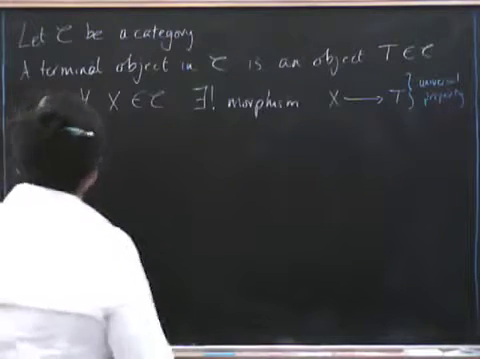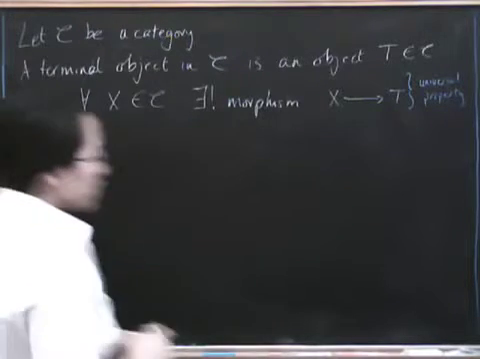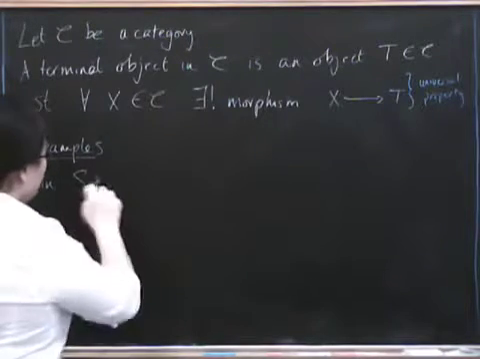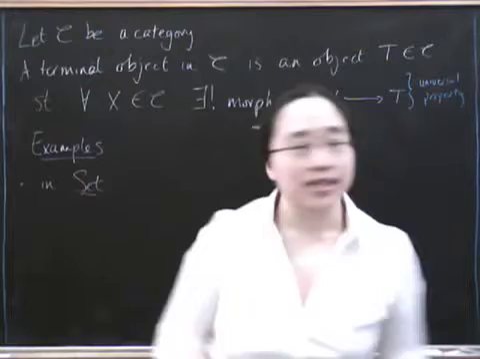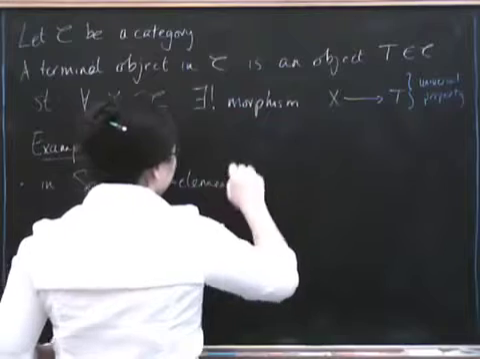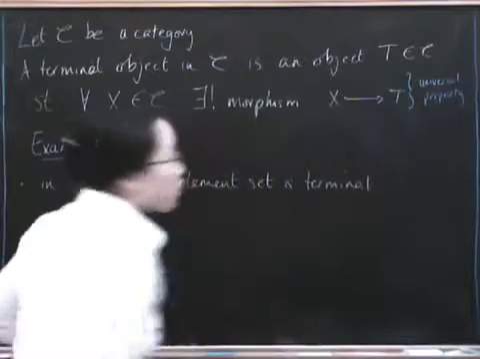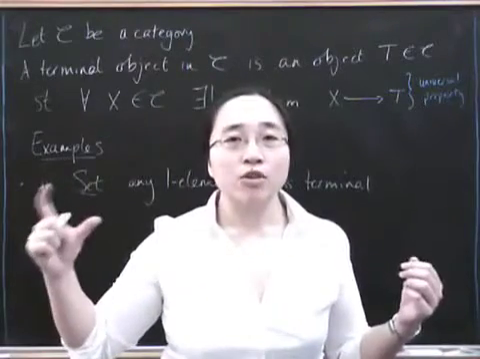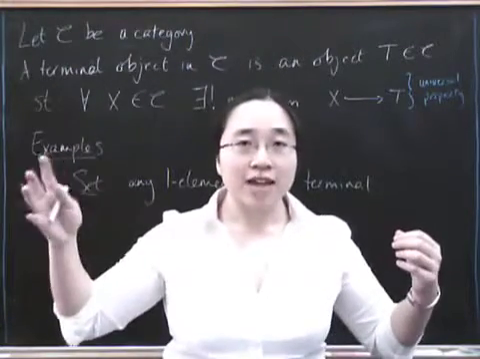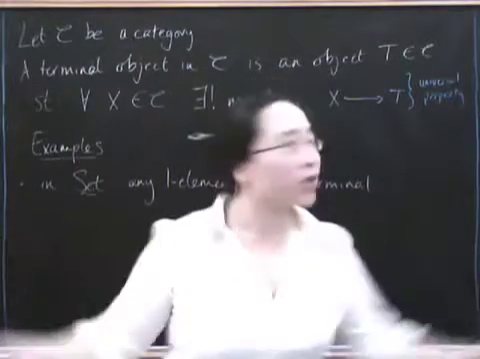So let's immediately have some examples. In the category of sets, any one element set is terminal. Because if you have a set with one element, then there can only be one morphism, one function from any other set to it. And there is precisely one function, because you just send every element of this set to the unique element of this set, and that's the only thing your function can possibly do.